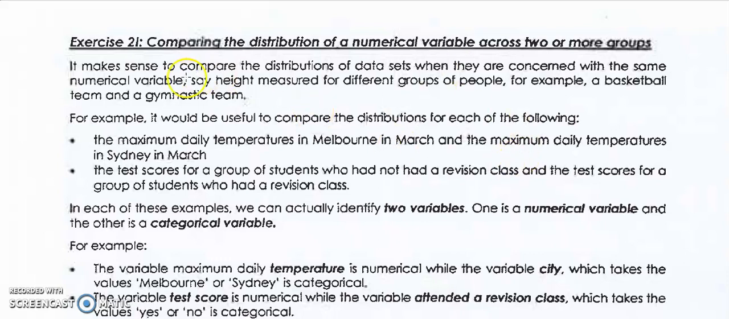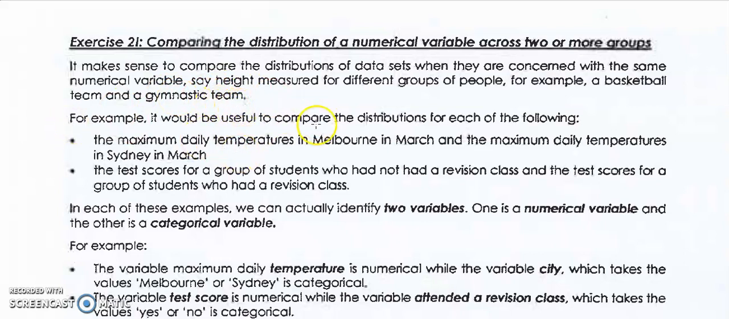So it does make sense to compare distributions of data sets when they're concerned with the same numerical variables, say height measured for different groups of people, for example, a basketball team or a gymnastic team. Maybe you want to compare the two and see if we can make some judgment calls if one set group, say basketball team, could maybe be generally taller than the gymnastic team. We can make that assumption, but we need data to back it up.